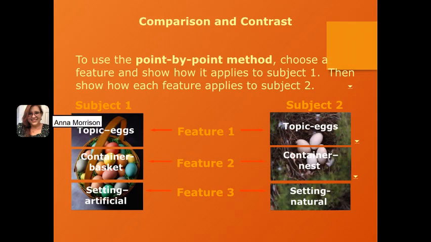To use the point-by-point method, choose a feature and then show how it applies to subject 1 and subject 2, then do another paragraph for the next feature and the one after that. So this way you will have 3 paragraphs, one for each of the features, and you will discuss each subject in each paragraph in the order that you introduce them in the thesis statement. So you'll have a paragraph on eggs, and you'll talk about subject 1 and subject 2. And then you will have a paragraph about the basket and the nest. You'll talk about subject 1 and then subject 2. And then you'll discuss setting, artificial and natural, subject 1 and subject 2.